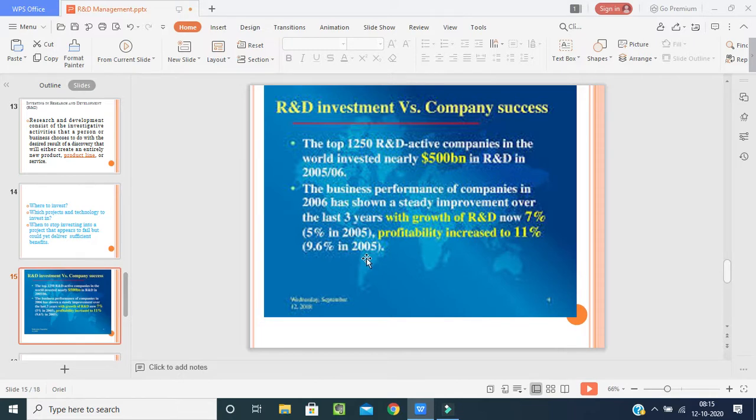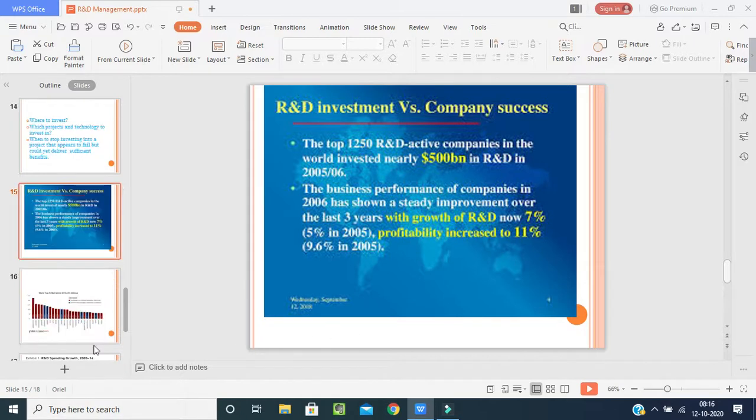That means when they started investing the amount in the R&D department, the 1250 R&D active companies invested in 2005 and 6. As a result, within the past 3 years, they have not reached that. In 2005 itself, they have reached from 7% to 11% profitable. Now you can see in 2000 until 19 it was 34% to 49% profitability increase in the market from this research department.